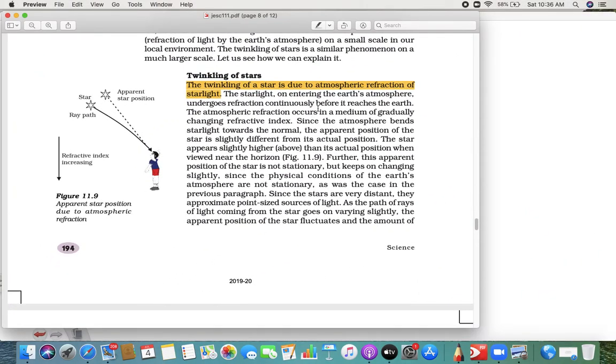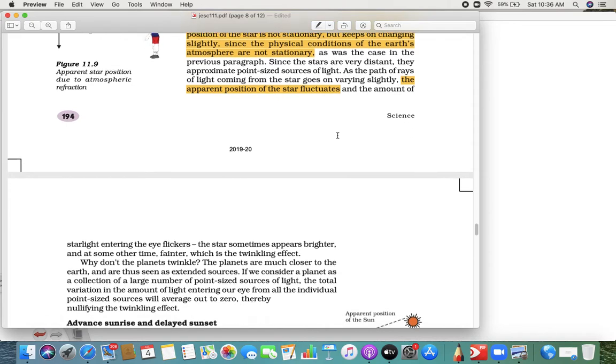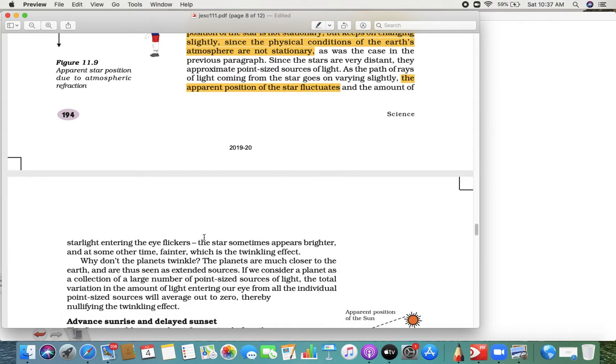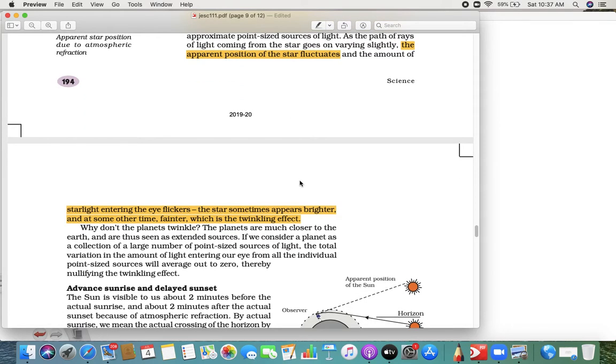See, the starlight, when entering the Earth's atmosphere, undergoes refraction continuously before it reaches the Earth. The atmospheric refraction occurs gradually, changing the refractive index. Since the atmosphere bends starlight, its apparent position will be slightly different from the actual position. But as you know, the apparent position is not stationary, as the physical conditions of the atmosphere are not stationary. Because of that, and this is very important, the apparent position of the star fluctuates, and the amount of light entering the eye flickers. So sometimes the stars look brighter, sometimes faint, and sometimes brighter again. This is how the stars twinkle.